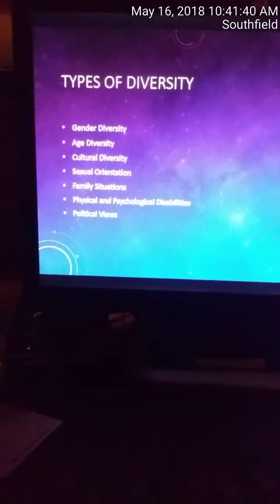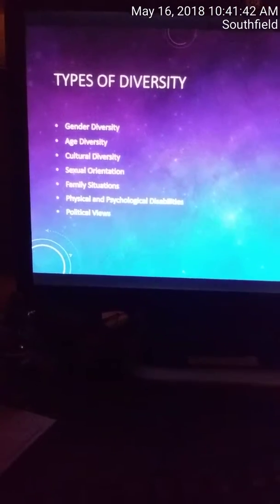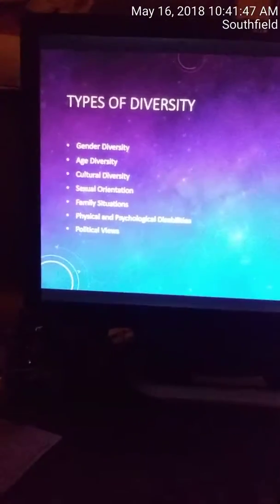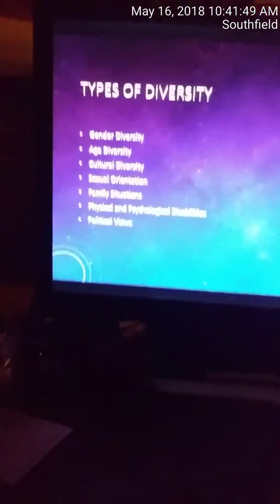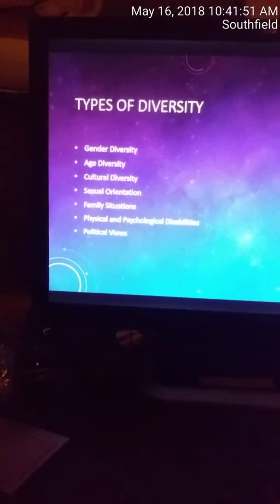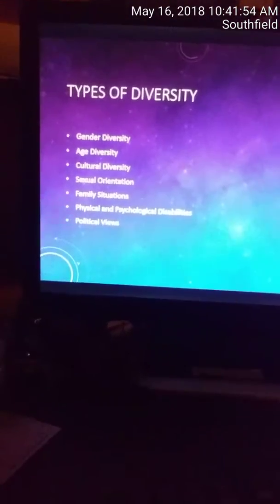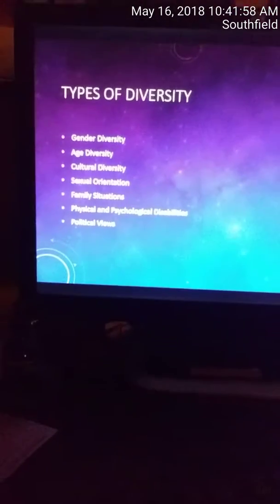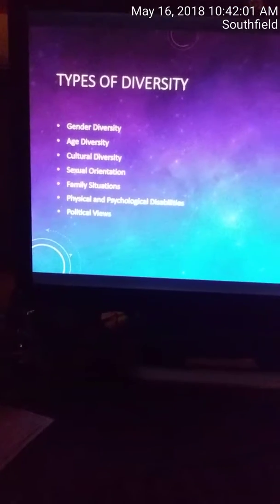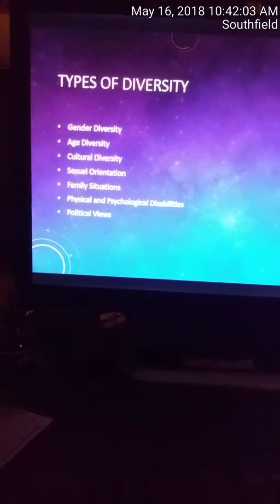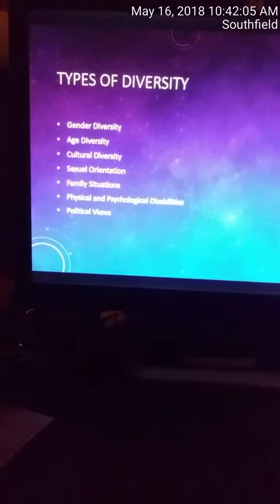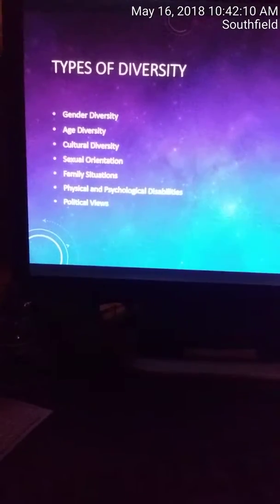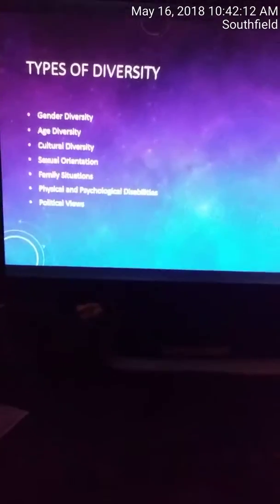Political views is a really touchy form of diversity, and personally, I think it should stay out of the workplace. But for the form of training, there are people whose political views trickle into the workplace. You have your Democrats, you have your Republicans, you have people who like a certain president, who don't like the president.